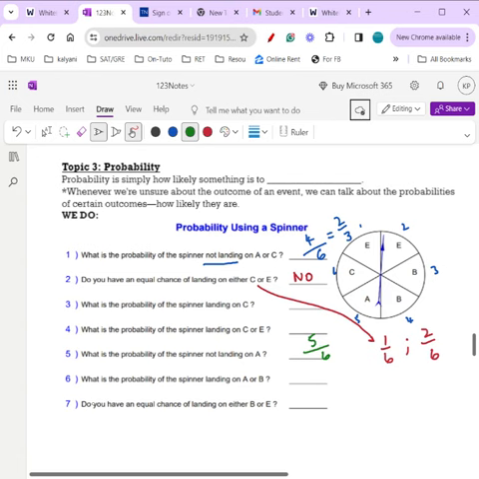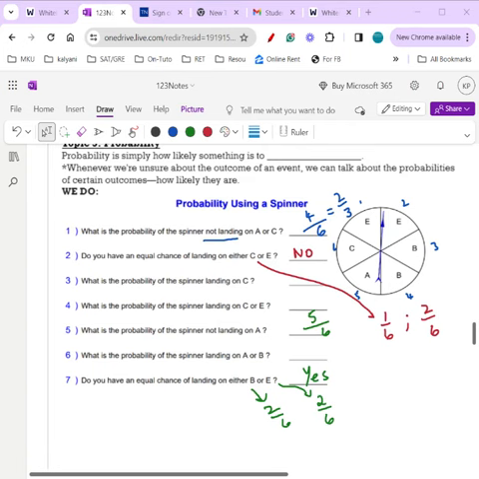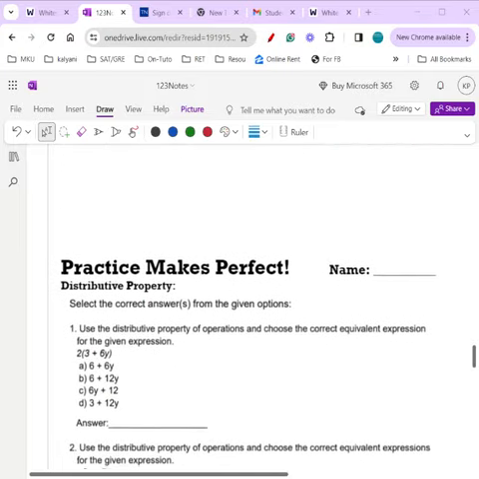Okay. Now, do you have an equal chance of landing on either B or E? So let's look at B or E. How many B's are here? B is 2 of them, so that's 2 out of 6. And then how many E's are there? I think 2 out of 6. So both of them are equal. So you can say yes. Like that. Okay, so please read the question carefully, and then you can answer them easily. Okay, pause the video and finish the rest of the questions. And once you're done, let's continue to the next one.